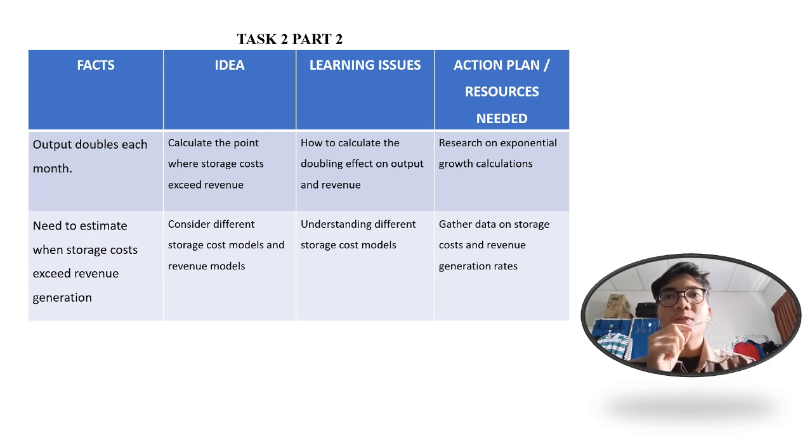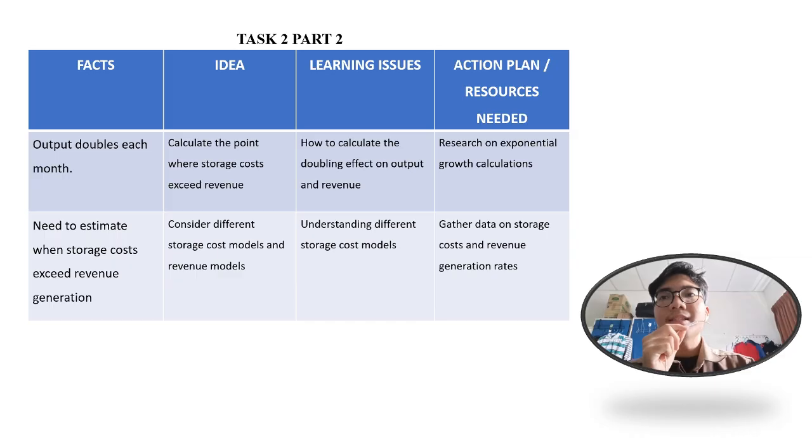Now we will move to task 2 part 2. I will explain about the periodic table according to the question. The first fact is output doubles each month. The idea is to calculate the point where storage costs exceed revenue. The learning issue is how to calculate the doubling effect on output and revenue. So the action plan and resources needed is research on exponential growth calculations.